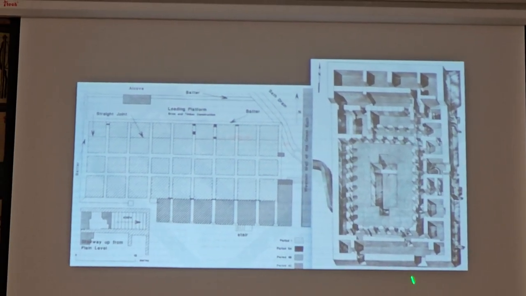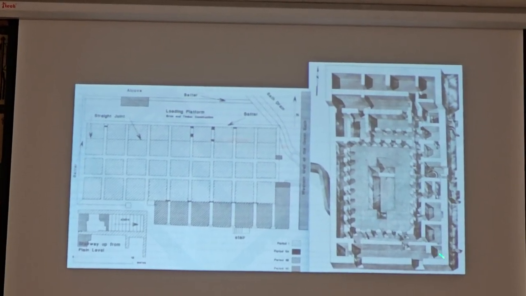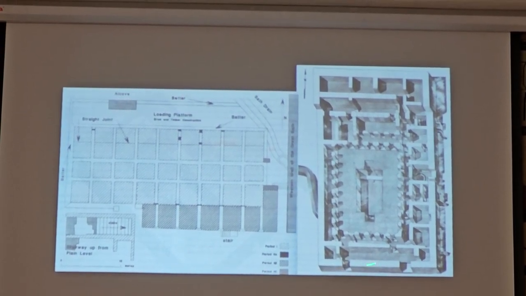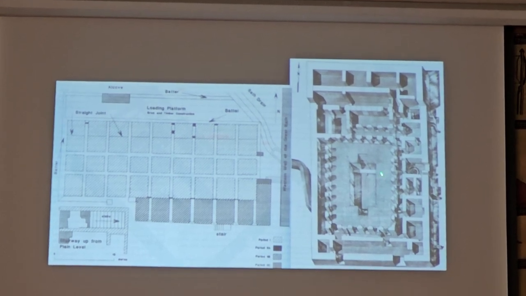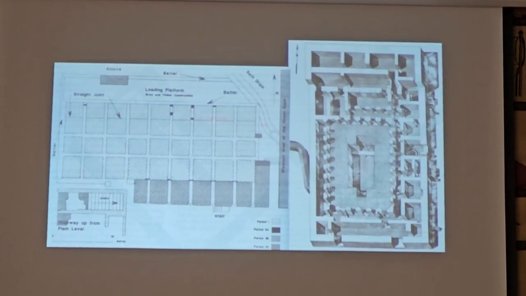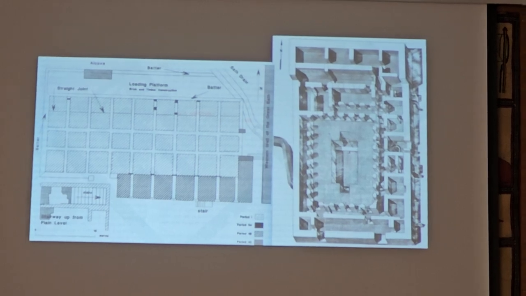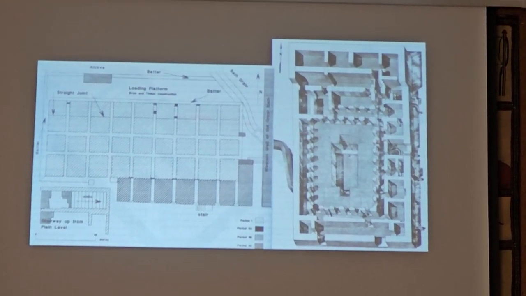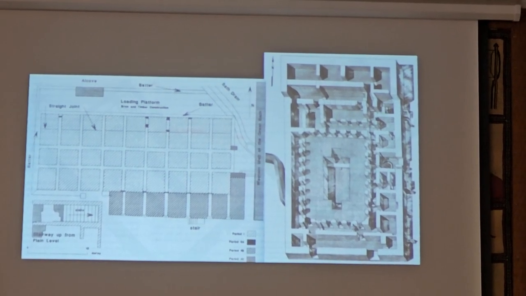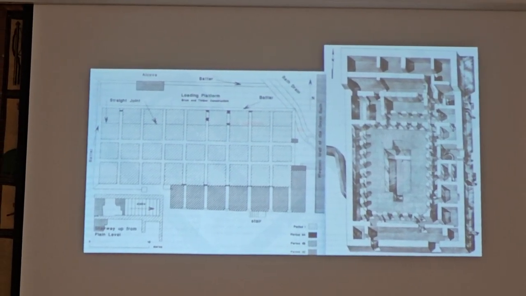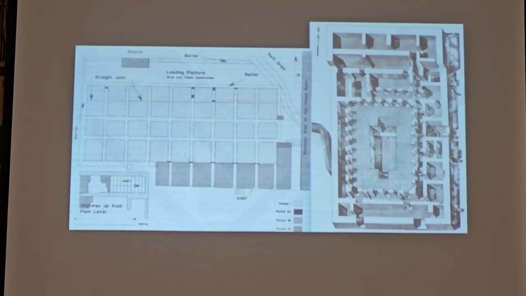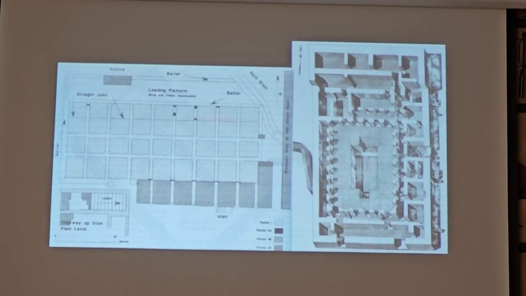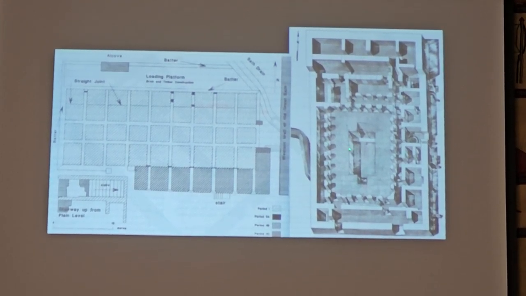So you can see this is the actual reconstruction of the Great Bath. The Great Bath is said to have been used for social, cultural, and religious activity, right? Some people say that the people used to worship water over here. So it was full of water, and people from different areas used to come and worship water here.